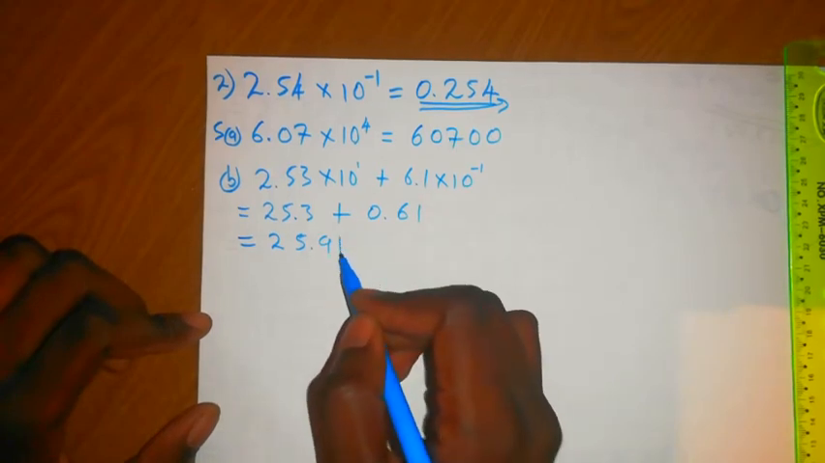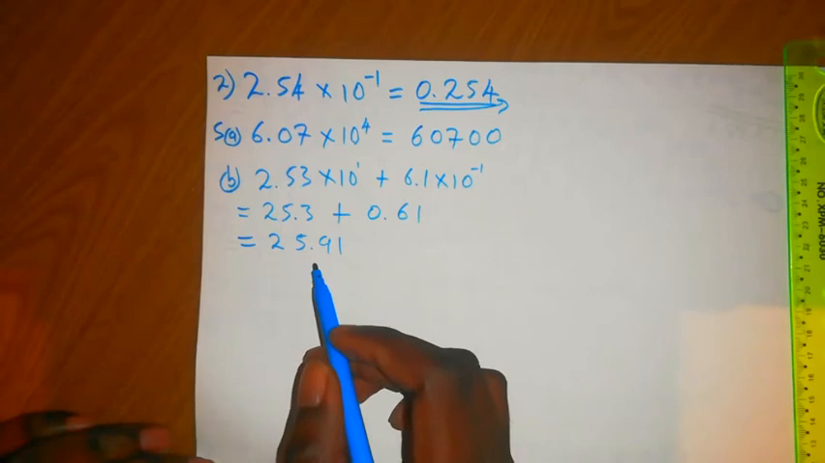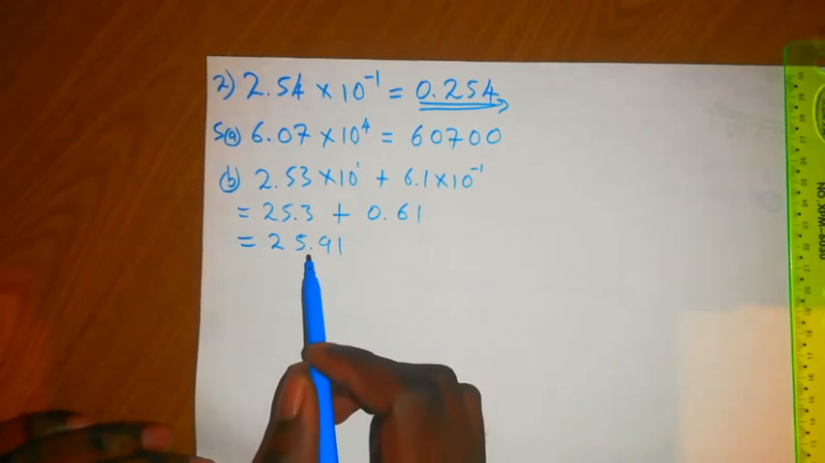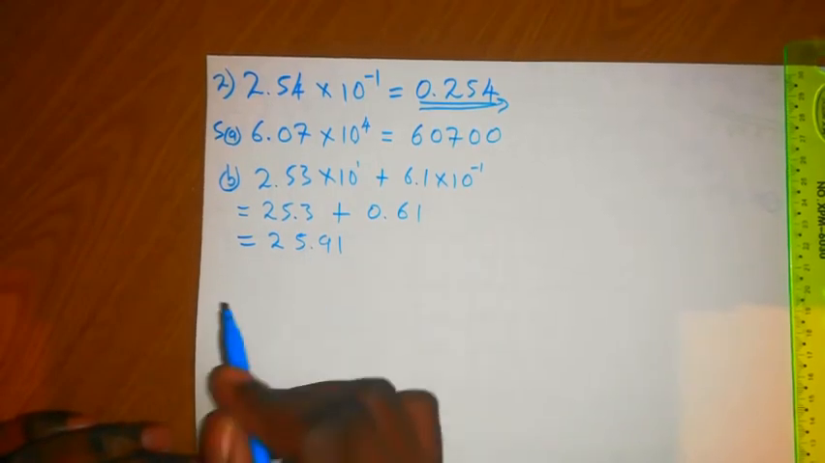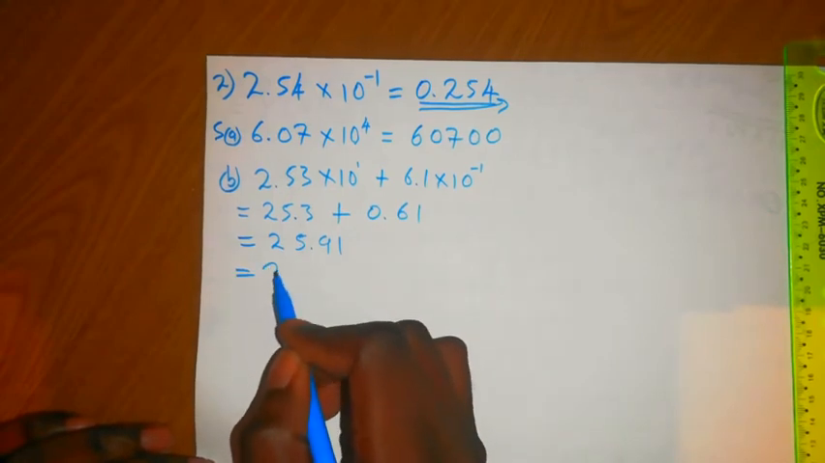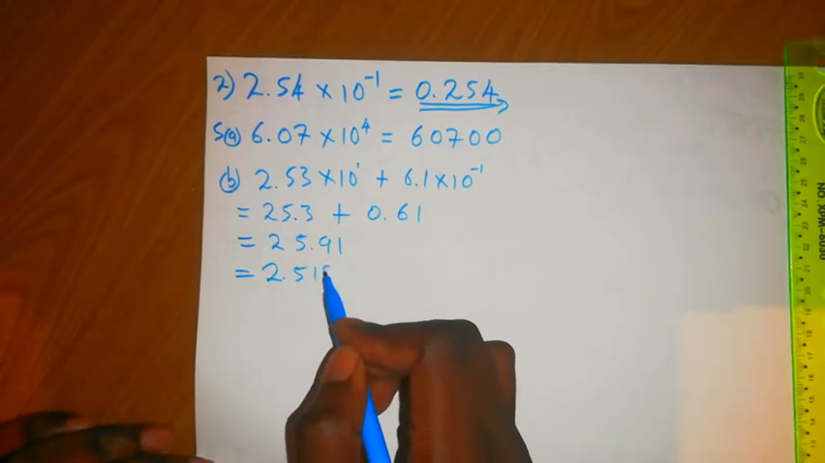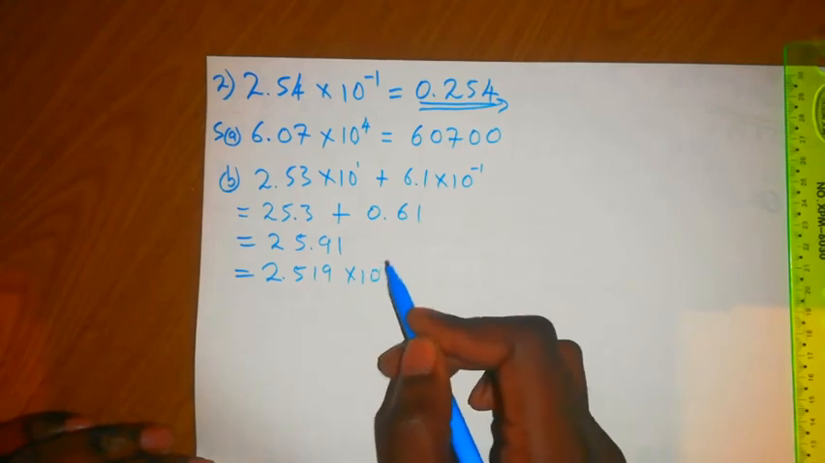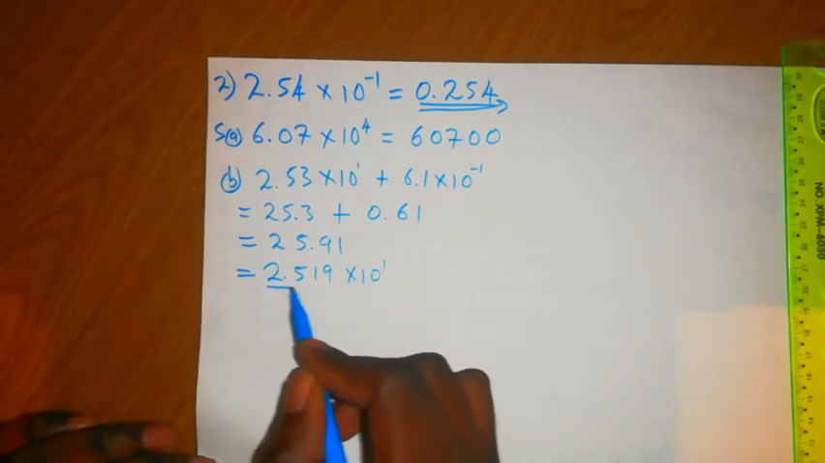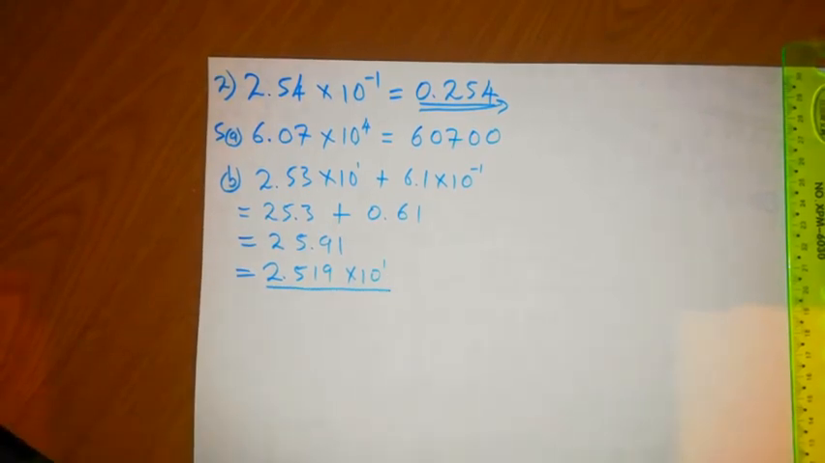25.91. Then I'll convert this number into standard form. Is it normal or abnormal? In this case, this number is normal, so it's equal to 2.591 times 10 to the power of 1. That is my final answer. Let's move on to the other question paper.